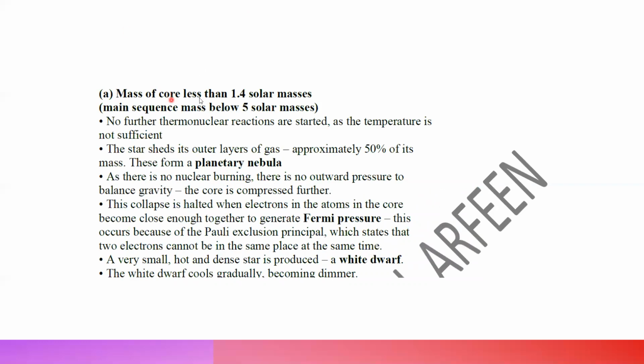You may have a core mass less than 1.5 solar masses, or a total main sequence mass below 5 solar masses, compared to 5 times the mass of the Sun. For that type of star, as it turns into a red giant, helium fusion starts, it releases energy again, and a very small, hot, dense star is produced: the white dwarf, which cools gradually and becomes dimmer.